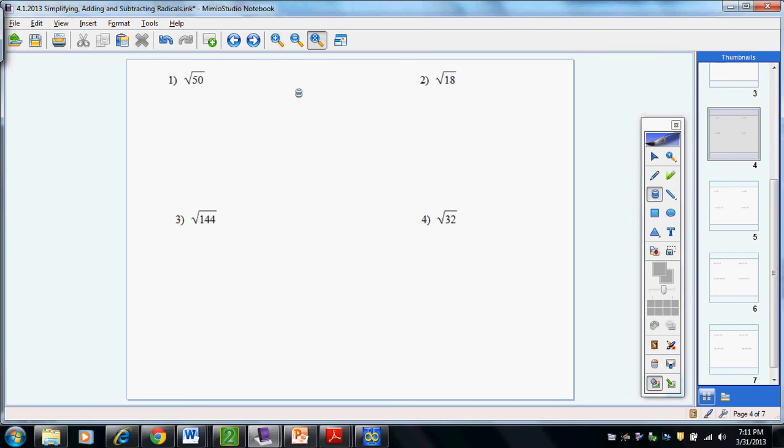So if we come back here to start working on the homework, we're first dealing with the square root of 50. So let's go ahead and take 50 and factor that. Let's put our square root here so we know what to leave underneath and what to move to the outside.